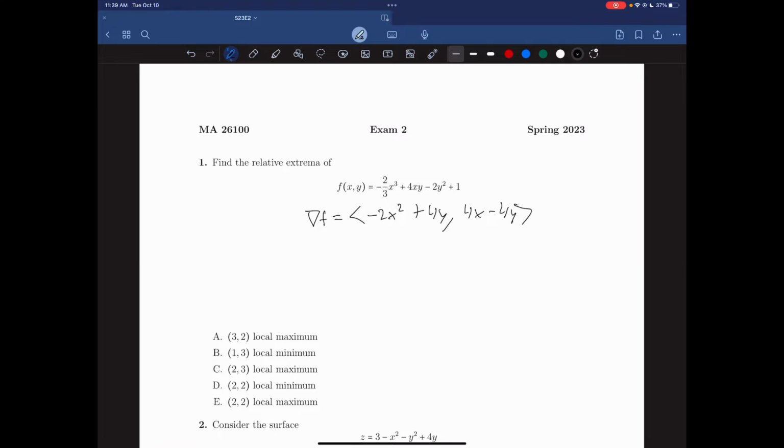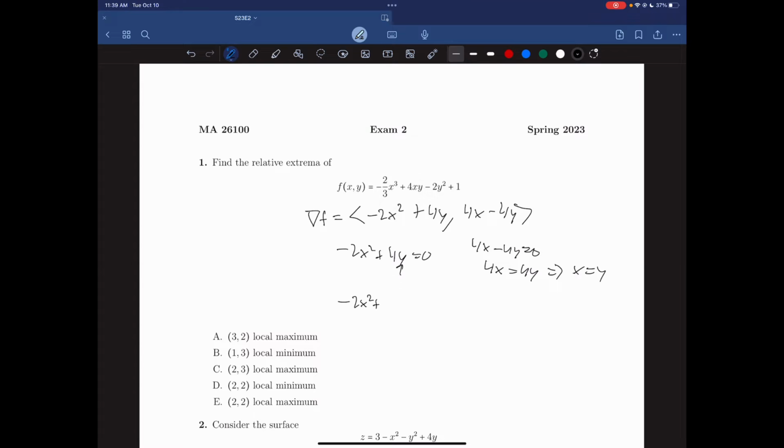Setting these equal to 0, we need negative 2x squared plus 4y equals 0, and 4x minus 4y equals 0. We're going to have 4x equals 4y, therefore x equals y. We can plug in x right here pretty easily.